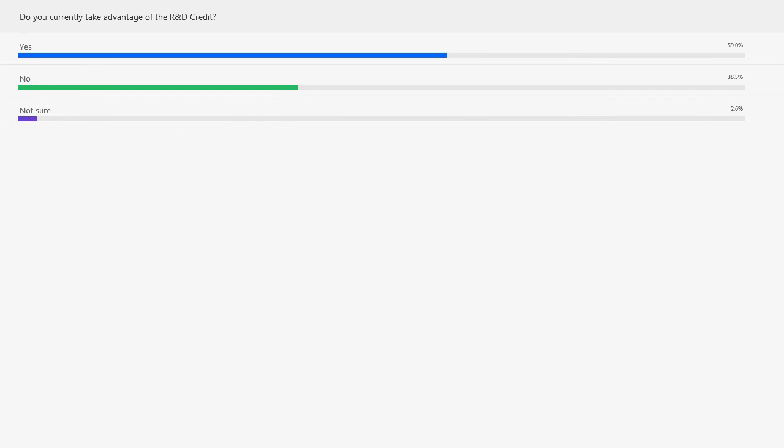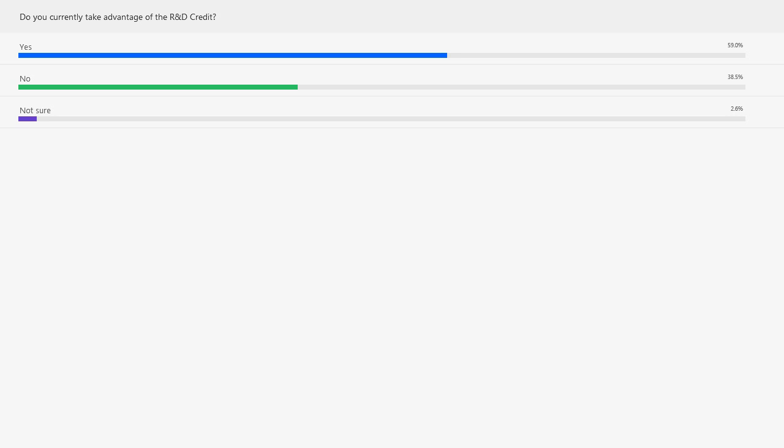All right, so it's fairly split, which is a bit surprising. As I mentioned, this is a very lucrative incentive that is very applicable to aerospace. So for those that aren't taking it, they should definitely look into it.